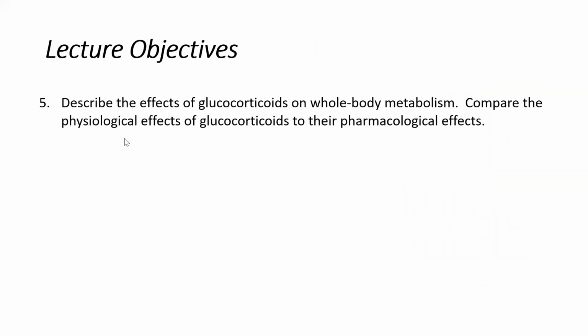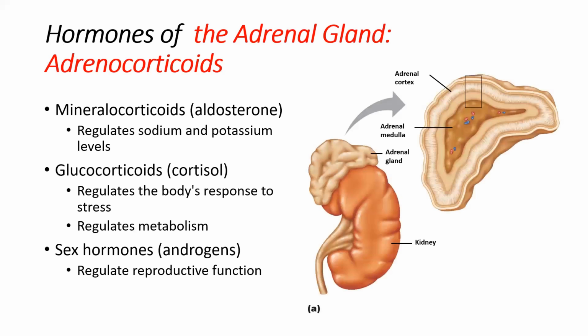All right, let's move on to objective 5, which is to describe the effects of glucocorticoids on whole body metabolism and to compare the physiologic effects of glucocorticoids to their pharmacological effects, okay? So the other gland that I mentioned we would get into was the adrenal gland, specifically the adrenal cortex, and another area. We'll talk about the medulla here in a minute.